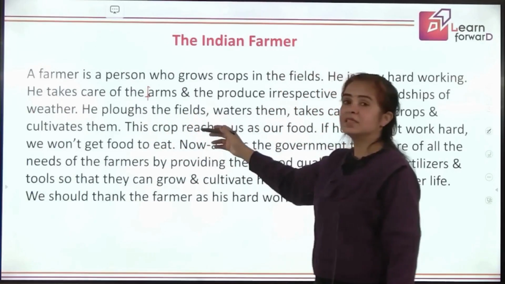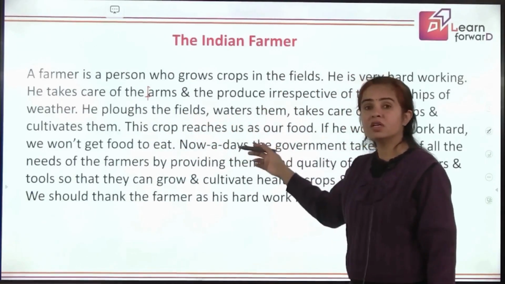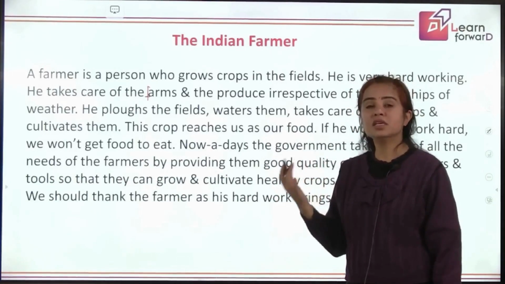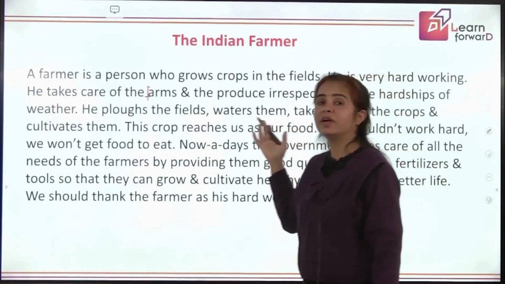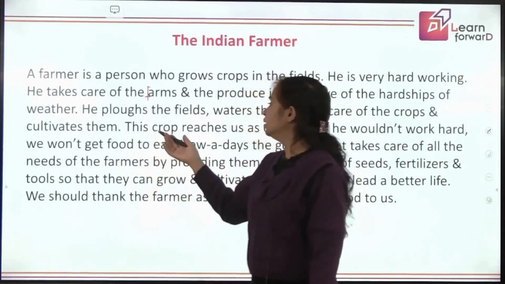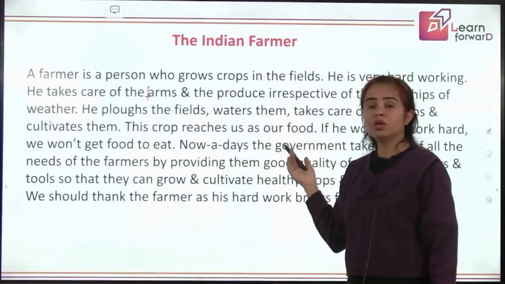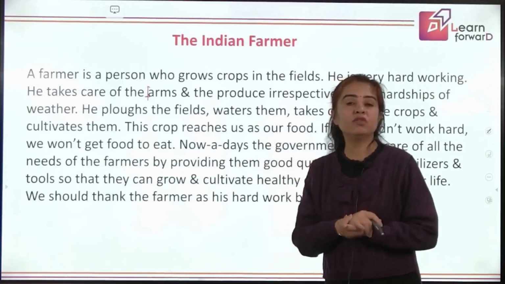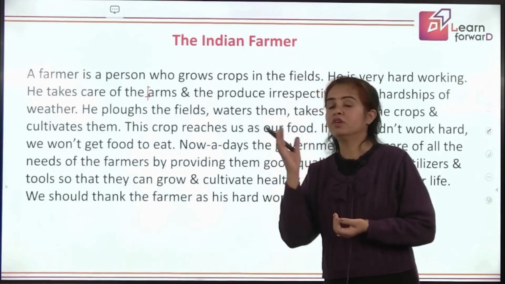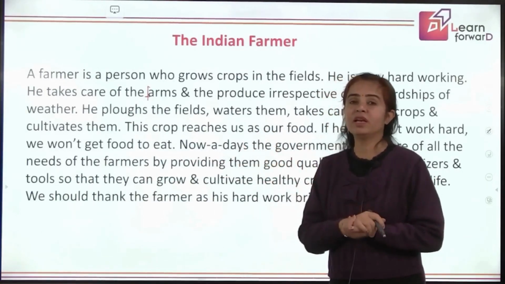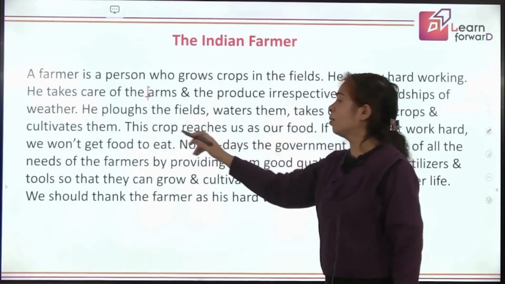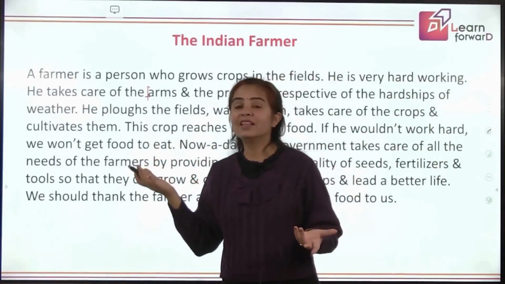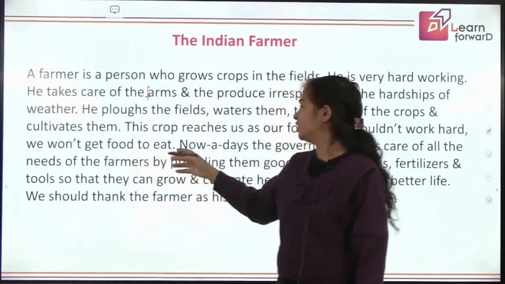He plows the fields. What all does he do? He plows the fields, then he waters them also, and he takes care of the crop till the harvest is ready. So he does all this, and finally he cultivates the grown crop. This crop reaches us as our food. It's especially for the vegetarians. They totally depend on the farmers because they eat only fruits, vegetables and grains. So if the farmer stops working in the fields, from where do we get our food? If he wouldn't work hard, we won't get the food. Especially I mentioned the vegetarians.